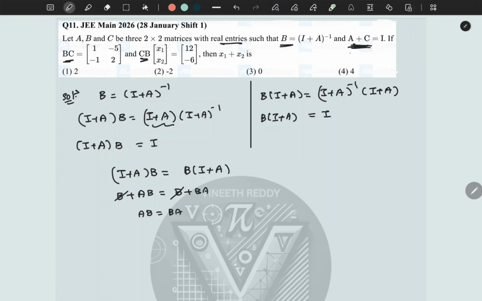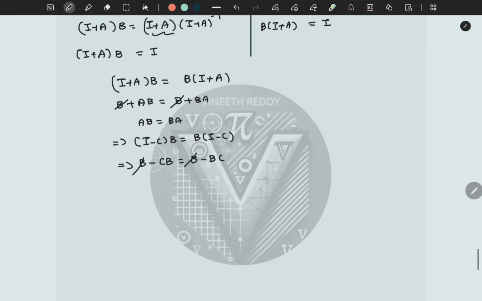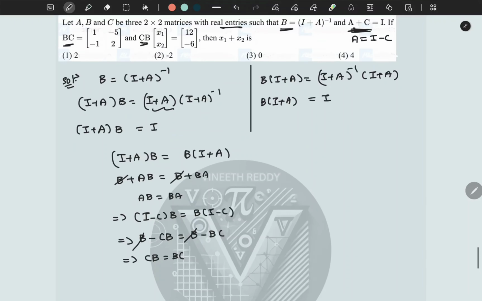Instead we want CB. So we'll say A plus C is equal to I, right? We will eliminate A, because we don't want A. So can we say A is equal to I minus C? Perfect. So if A is equal to I minus C, into B, again B into I minus C. So here I into B is B minus CB is equal to B into I is B minus BC. So we can cancel this. Ultimately we can say C into B is equal to BC. That's a wonderful result. I think the question is now solved, because CB is nothing but BC.